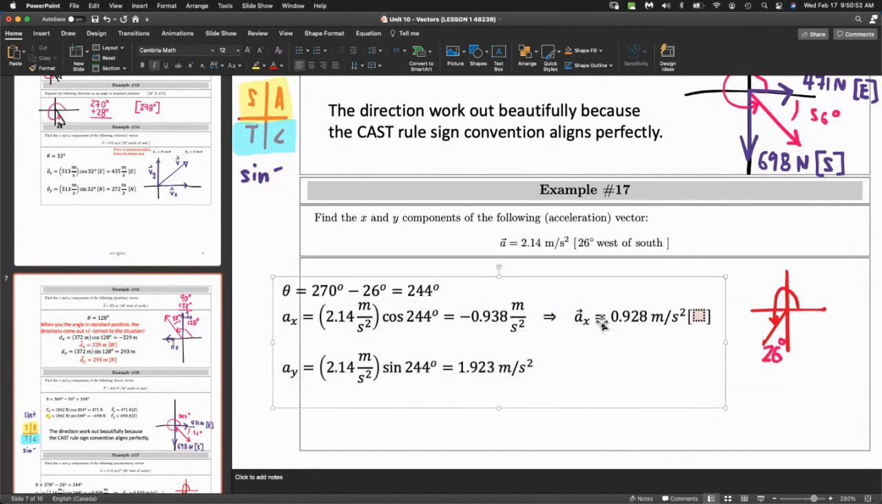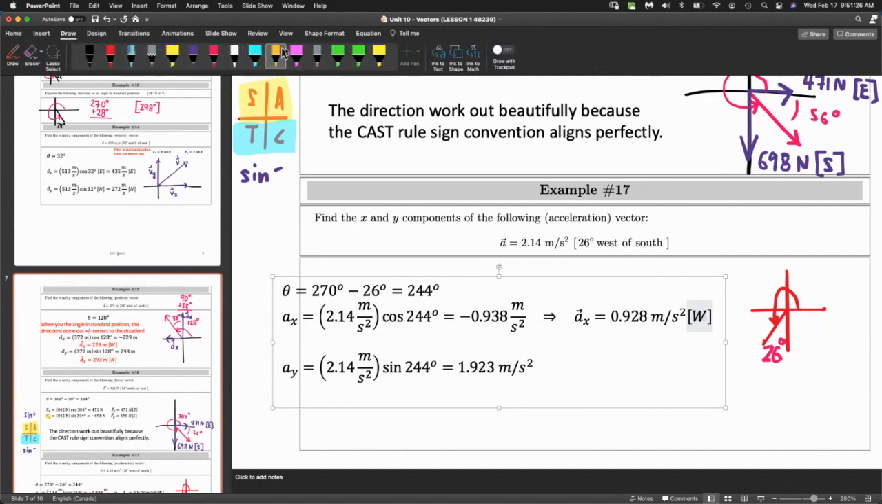What direction goes in this bracket? Is it going to be north, south, east, or west? Anybody? So it's going to be west, because it's in the x direction, and in the context of this question, x is either east or west. So that's this one right here. Now the last one is going to be north or south, and that's going to be 1.923.